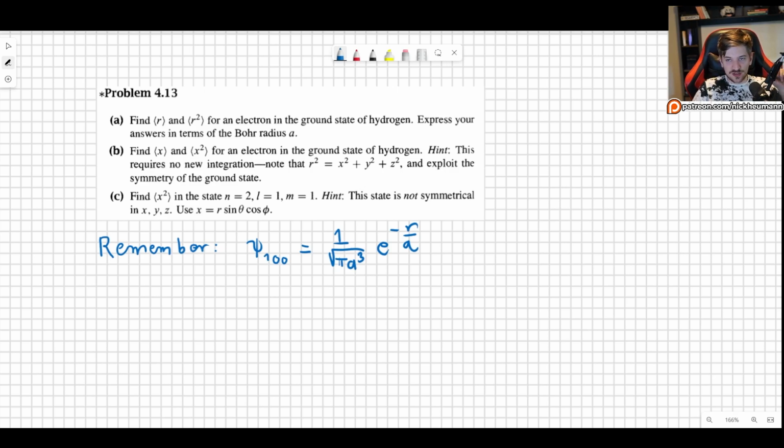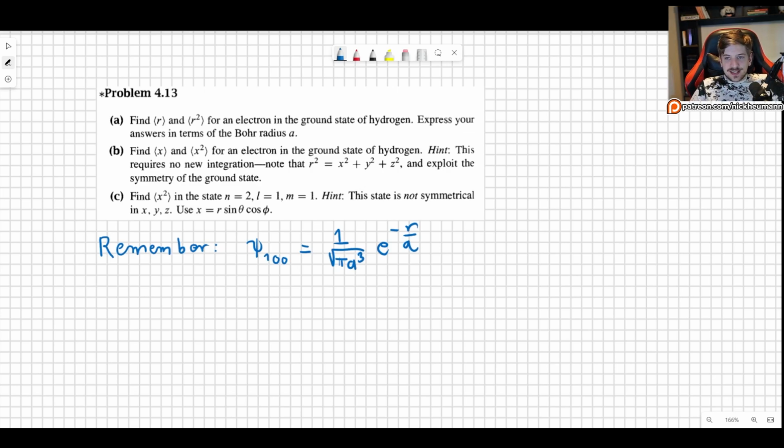It has three parts. So part A, we have to find the expectation value of r and r squared for an electron in the ground state of hydrogen. And we want to express the solution in terms of the Bohr radius a. We also want to find the expectation value of the Cartesian coordinates x and x squared for the electron in the ground state of hydrogen, okay? And in part C, we want to find the expectation value of x squared in the state n equals 2, l equals 1, m equals 1, okay?